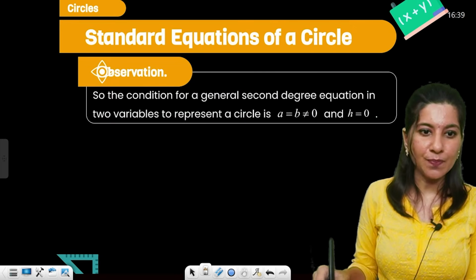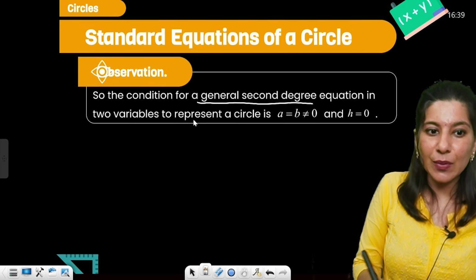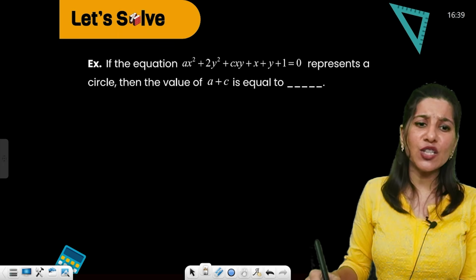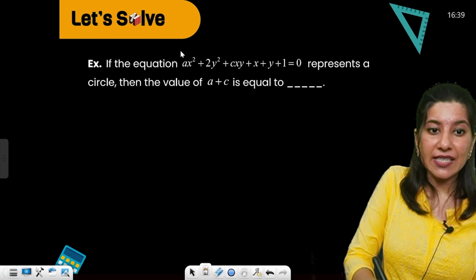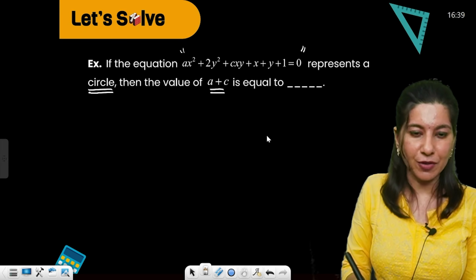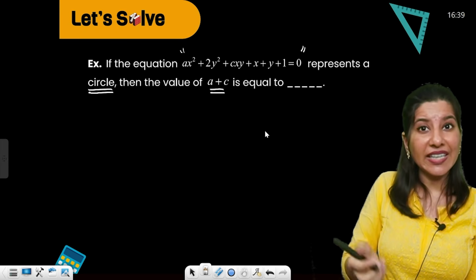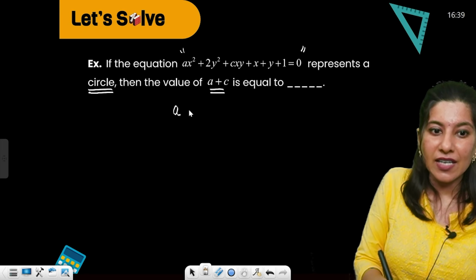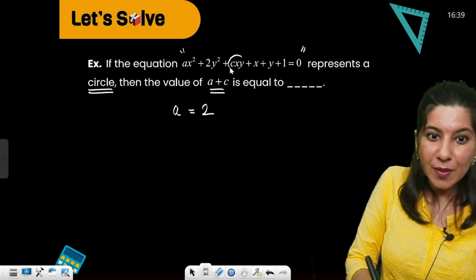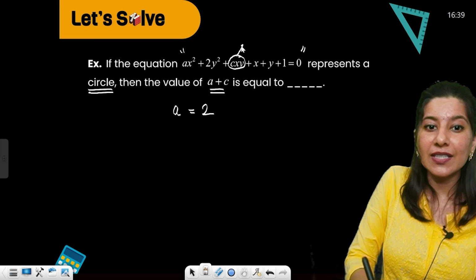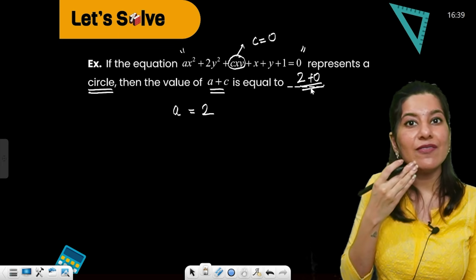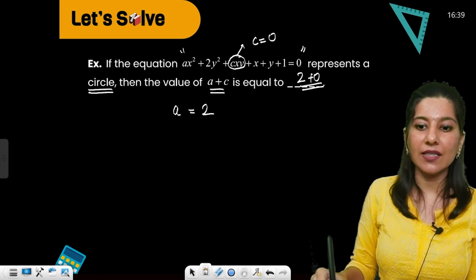Okay. Let me show you. Condition for a general second degree equation in 2 variables to represent a circle is this and this. That's it. Let me tell you with the help of a question. If this equation represents a circle, then the value of a plus c is what they are looking for. Okay, ma'am. So now, again, coefficient of x square is a. It should be equal to coefficient of y square. So a is 2. Clear? Now, clearly there is no xy, so c should be 0. C is 0. Simple. A plus c, so 2 plus 0. So a plus c being 2, then only it can represent the circle.